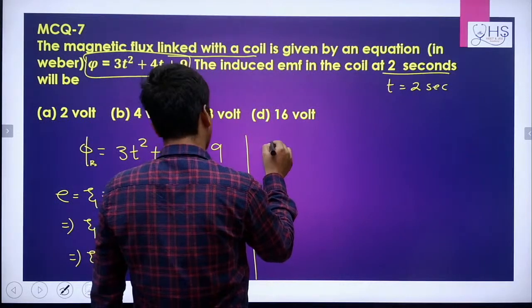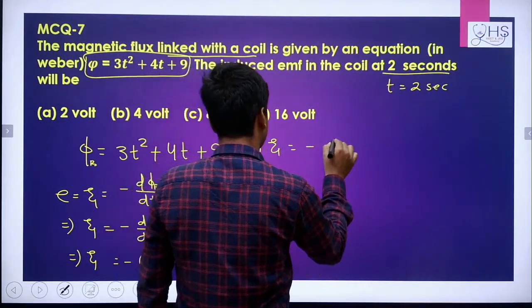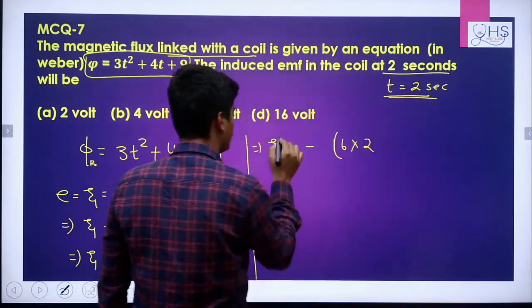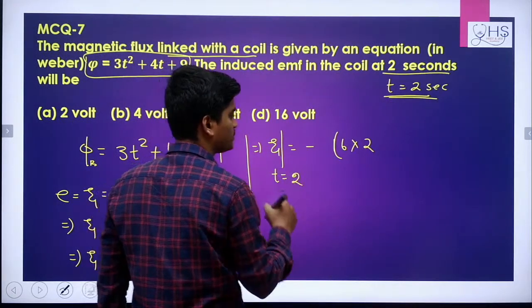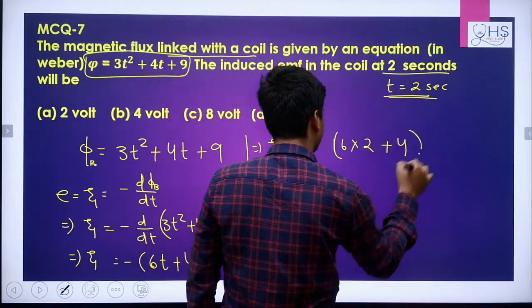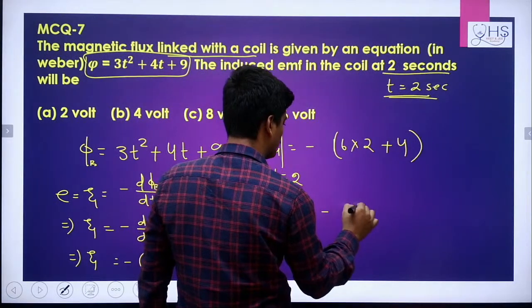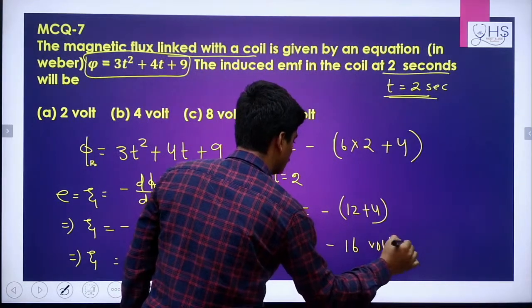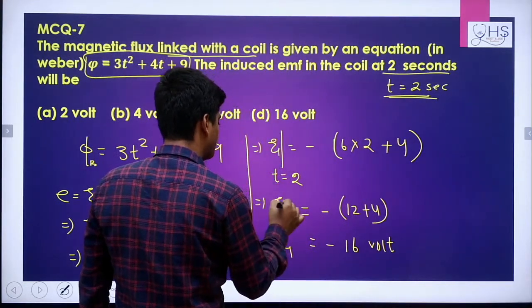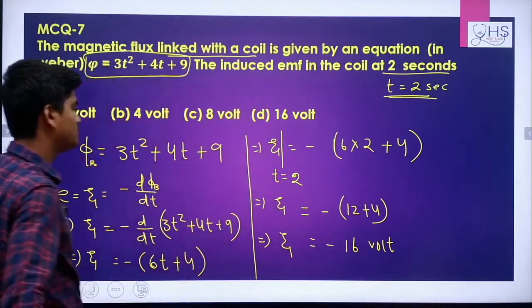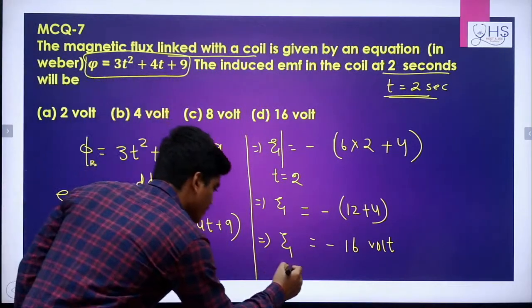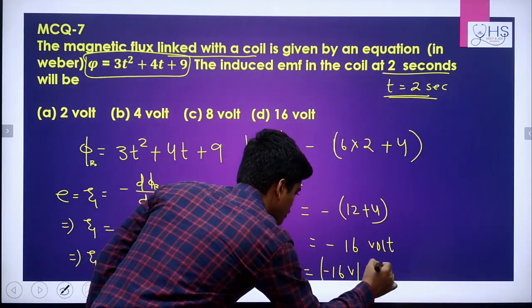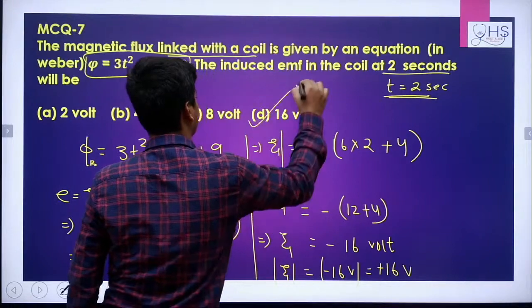Now here EMF equals minus 6 into 2, because they are asked at t equal to 2. So my EMF at t equal to 2 second, plus 4. Now you calculate this one: minus 12 plus 4, so it will be minus 16 volt. But remember, minus is not there in the options, which means they are given in terms of magnitude. So you can take the EMF magnitude, which is minus 16 volt magnitude, that is plus 16. Okay, so your answer will be D.